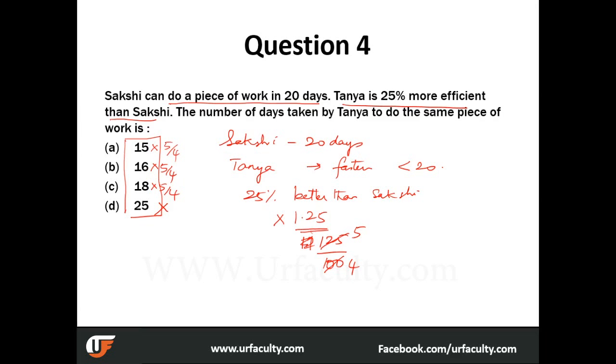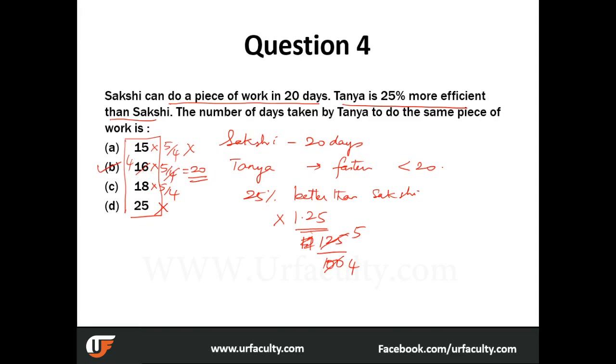So 15 into 5 by 4, this cannot be 20 because it is in decimal. 16 into 5 by 4, 4 5s are 20, right? So it means now I have done a reverse. Now I know that Tanya is 16 and in the question it is given that Sakshi is 20 days. So we have the answer and hence this is the answer, right?